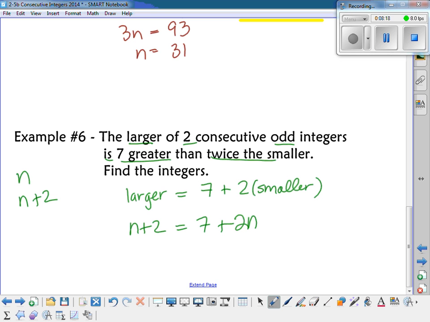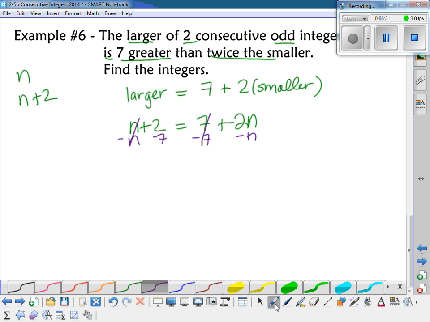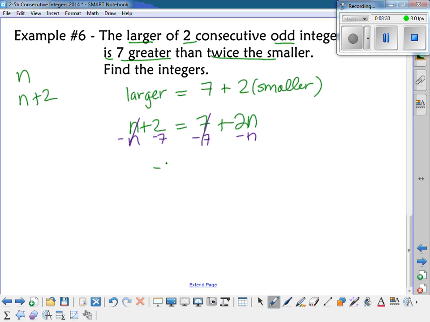Then we subtract n from both sides, and we'll subtract the 7 from both sides. And we're left with n equaling -5. And so my numbers are -5, and when I add 2 to that, it's -3.